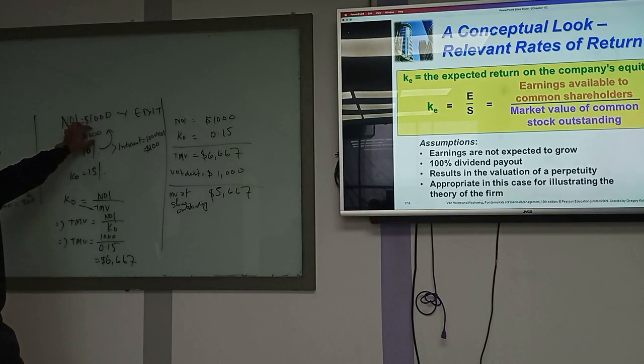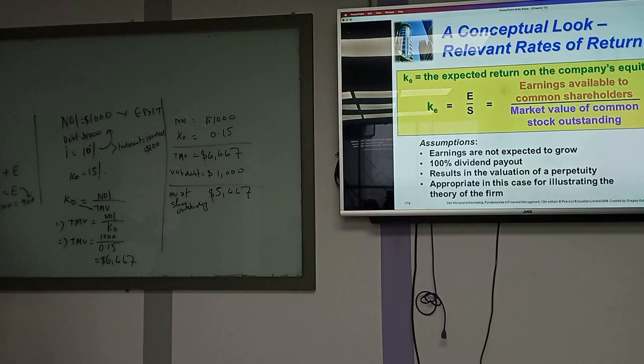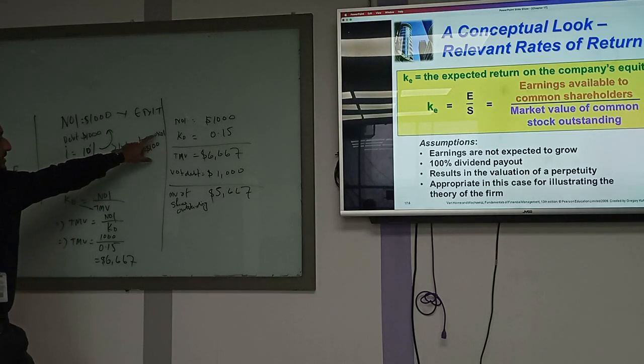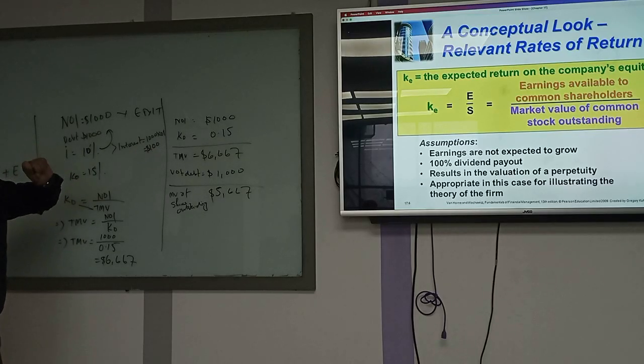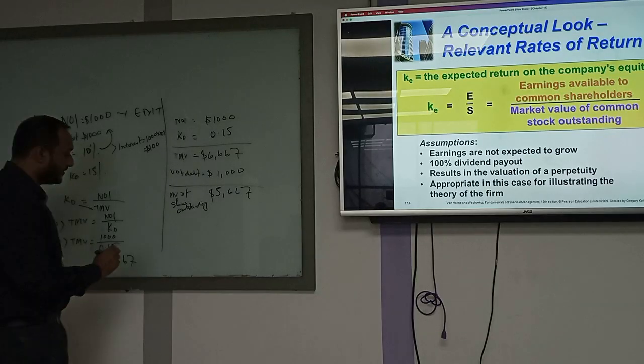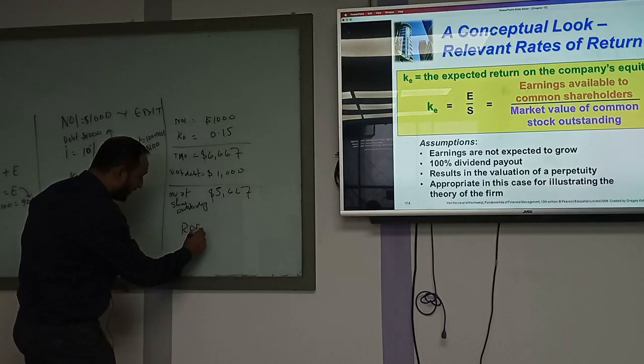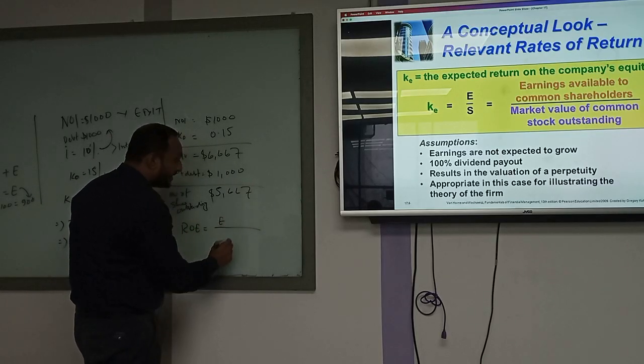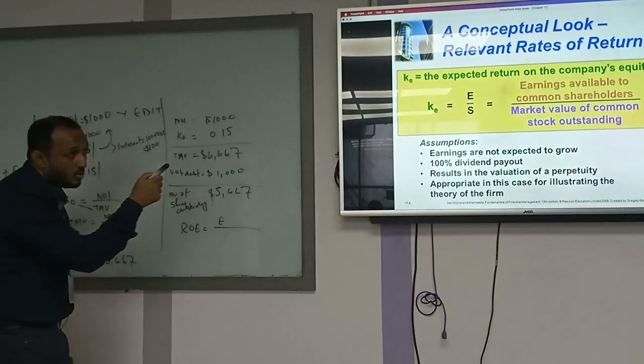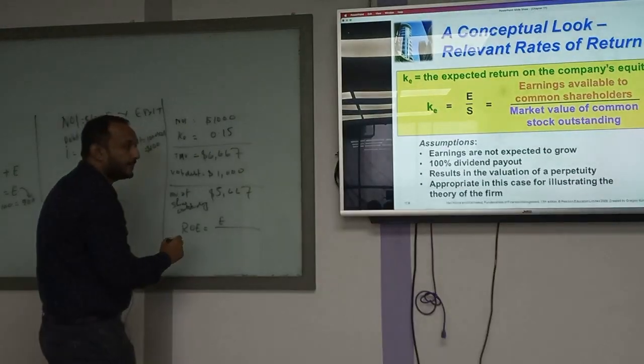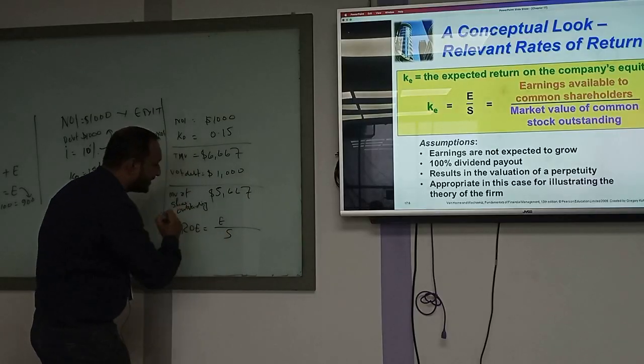I have debt of 1000 and I have to pay 10% interest annually. How many dollars do I actually have to pay annually? 1000 multiplied by 10%, so 10% means 0.10, so if you multiply 1000 by 0.10, that will be $100 annual payments to the debt holders. Okay, so now if I go for calculating the return on equity, it will be earnings available to the common shareholders divided by shares, E by S.